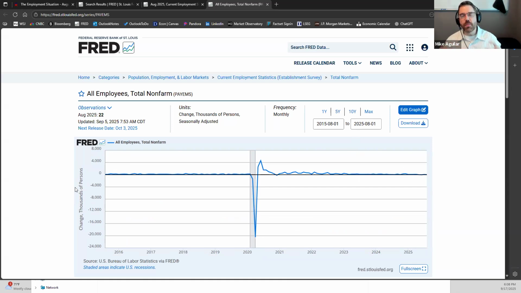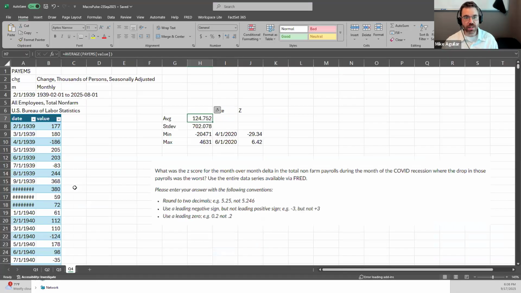So how does that order of magnitude impact your sample statistics? Think about a histogram. It's probably huge, lots of variation. I measure the variation one way, standard deviation, which was a ridiculous 702. I mean, that's just astronomical. Let's put that into context with the z-score.